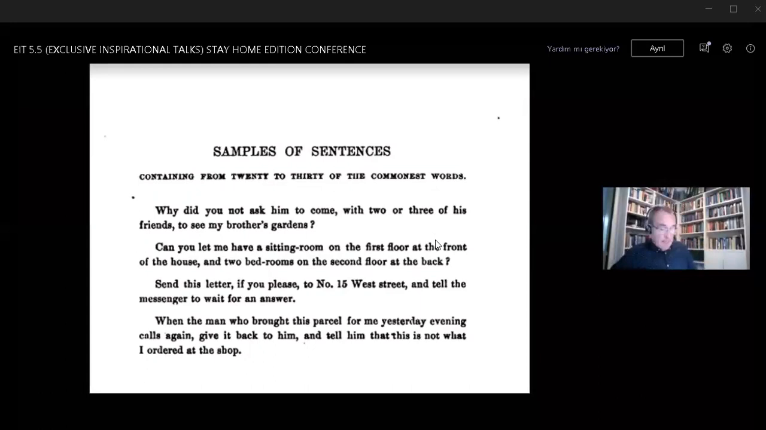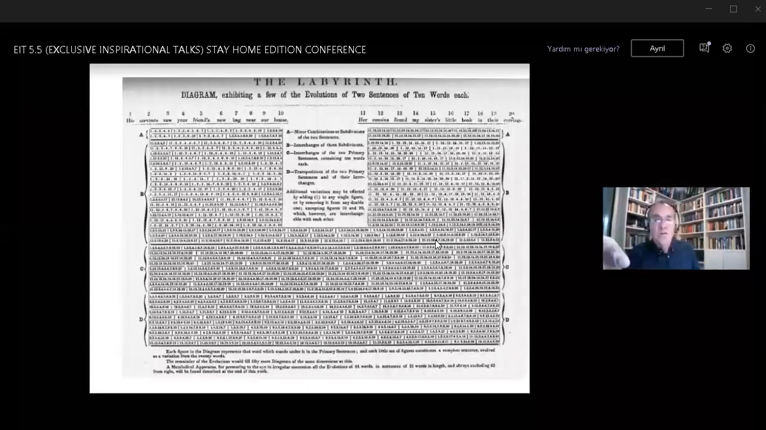And so what he did, he would take a sentence like that and he would number every word in the sentence. I don't expect you to be able to see this very clearly, but this is his system. So you've got along the top 2 sentences. "His servant saw your friend's new bag near our house. Her cousins found my sister's little book in their carriage." Every word is numbered. And then by changing the order of the numbers, you can create all sorts of sentences. And that massive, dense piece of text there that you see are all the different combinations of those words.